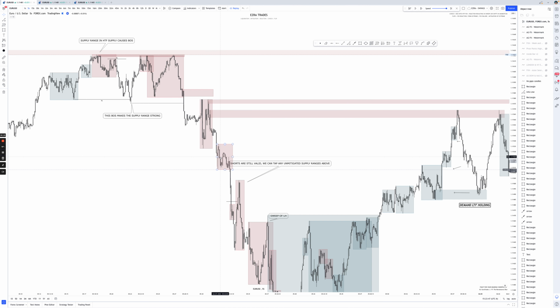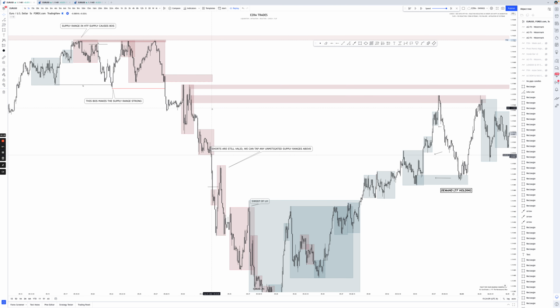So because this happens, we are no longer expecting that we will come back to this level right now. We could return to it later, but it could also be left behind for a later date, or once we fulfill the higher time frame move, which is break structure to the downside, maybe we come back to mitigate it. But we know that this supply range is valid and has been holding, right?